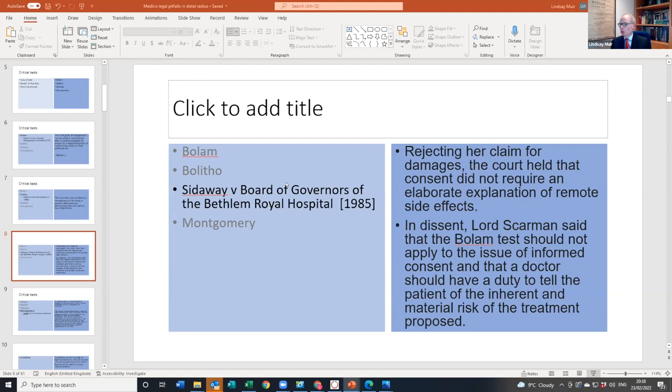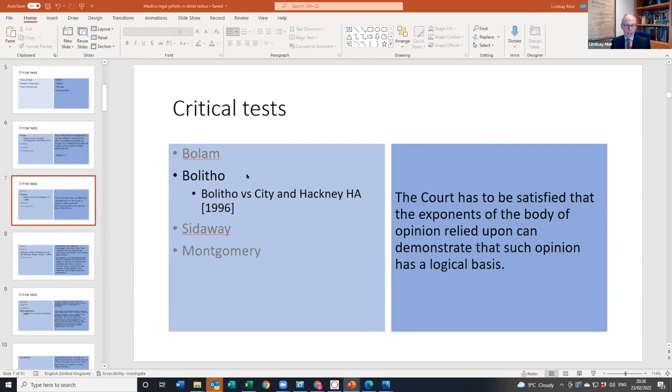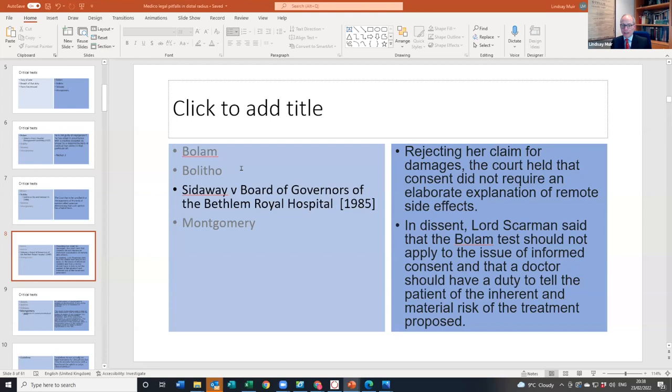So in Bolitho, they said that the judge has to be satisfied that what you were doing was reasonable. And then turning to consent, and this is an important part, the case of Sidaway indicated that, and this was a lady who had tragically had a spinal cord injury.